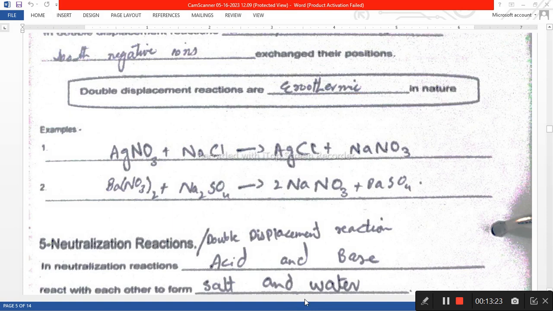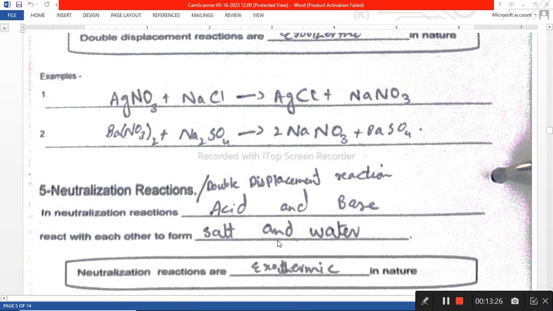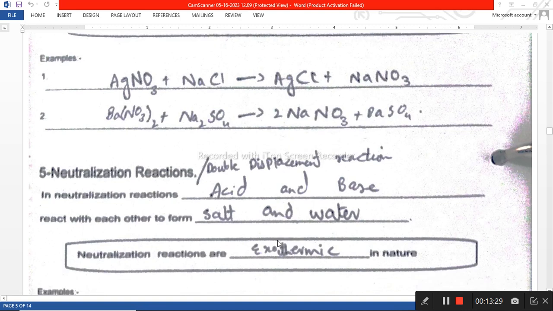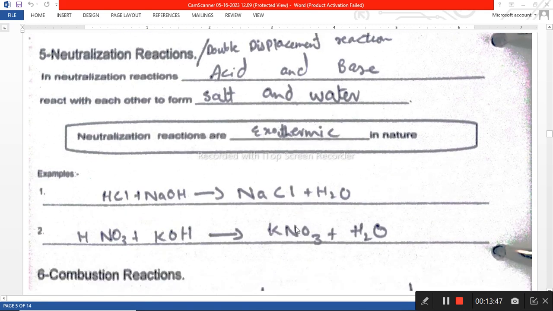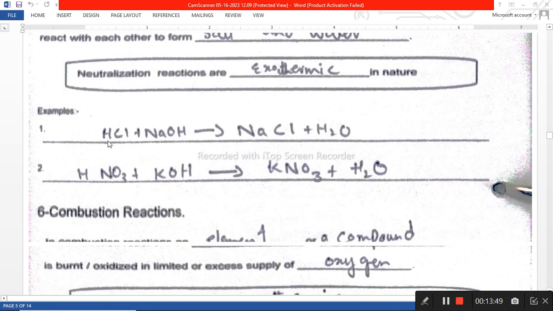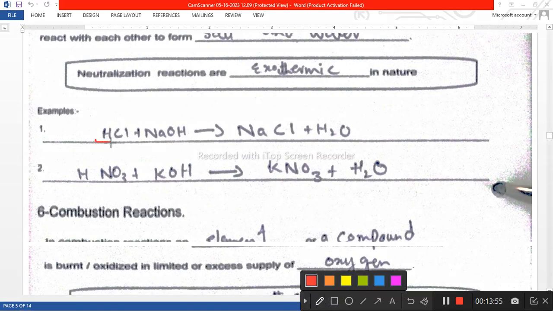Now the neutralization reaction, in which we have acid and base and the products are salt and water. We can also call it a double displacement reaction. In neutralization reactions, acid and base react with each other to form salt and water. Neutralization reactions are exothermic in nature. Examples: HCl and NaOH. HCl is an acid, and this one is a base, a strong acid and a strong base.